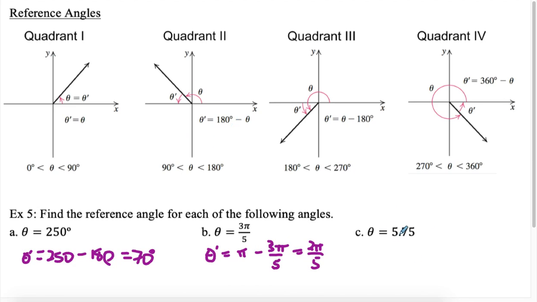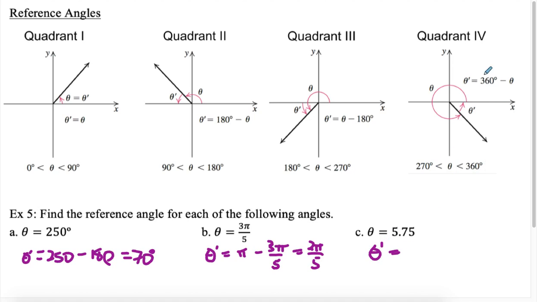Our last example here, we are given an angle of 5.75. This is kind of strange because there's no pi and there's no degree symbol. If there's no degree symbol, it's given in radians. So this is 5.75 radians. We know that there are 2 pi radians all the way around, and 2 pi is about equal to 6.28. So this angle is actually going to be in quadrant 4. It's almost all the way around.